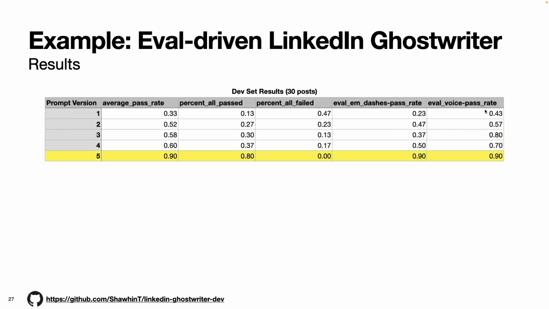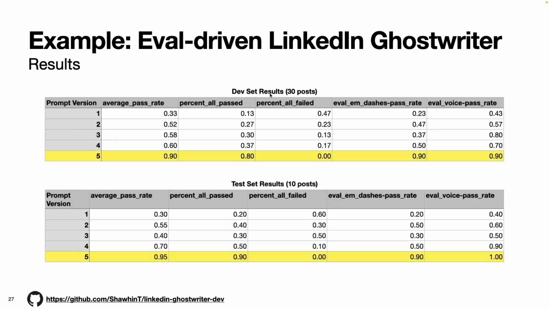And then the voice pass rate went up to 0.9. And so these are the dev set results. I also had the test set. Unfortunately, there were only 10 posts in this one. I guess I could just generate more with the same inputs and that might be fine, but we're basically seeing the same statistics as the dev set and the test set. So I don't think it's overfitting to the development set.